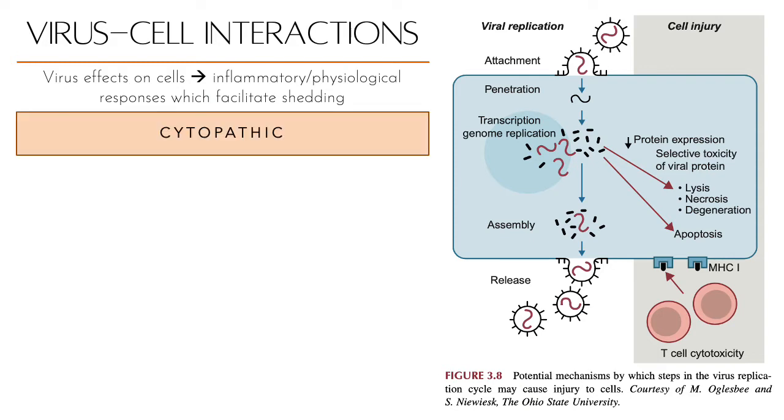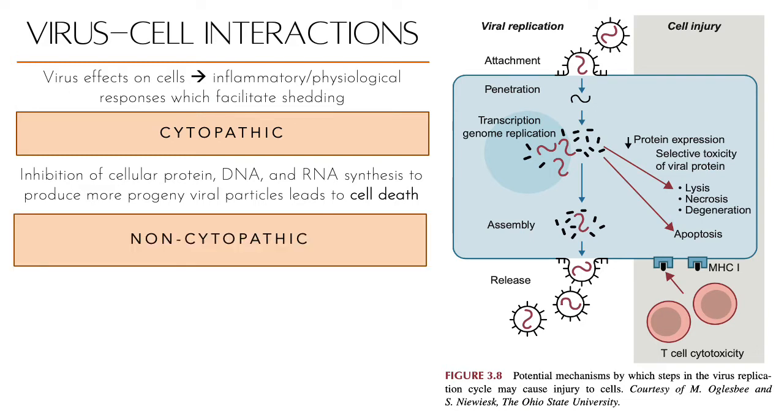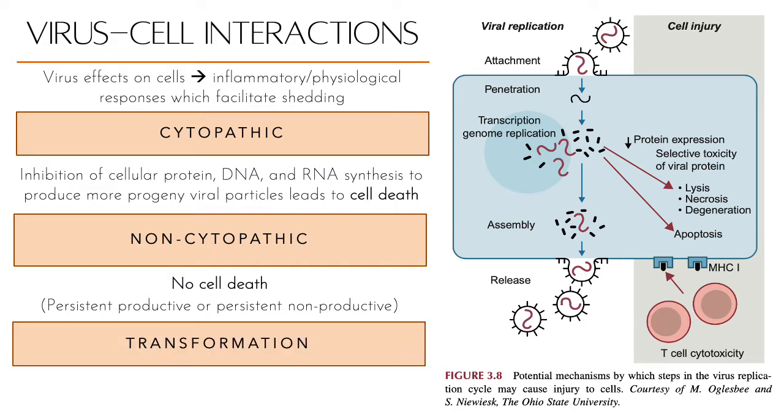They can be cytopathic, wherein there is inhibition of 100% of the cellular protein, DNA, and RNA synthesis to promote viral replication, which ultimately leads to cell death. You can also have a non-cytopathic interaction wherein there is no cell death, but it can lead to a persistent productive or persistent non-productive interaction. We will discuss this later. And it can also lead to the transformation of the cell, wherein the viruses will not replicate, but instead will cause alteration in the cell morphology and function.